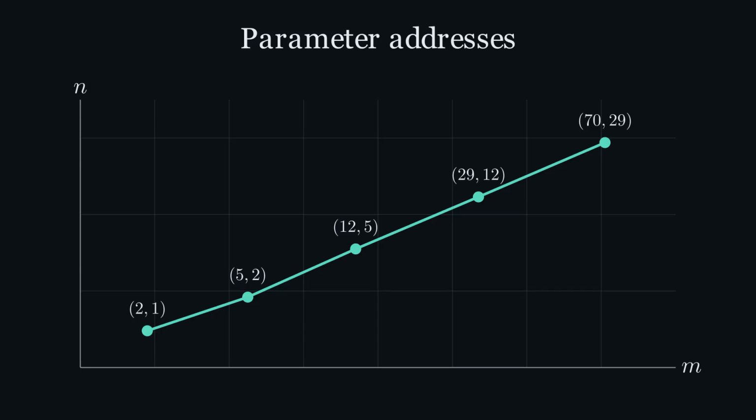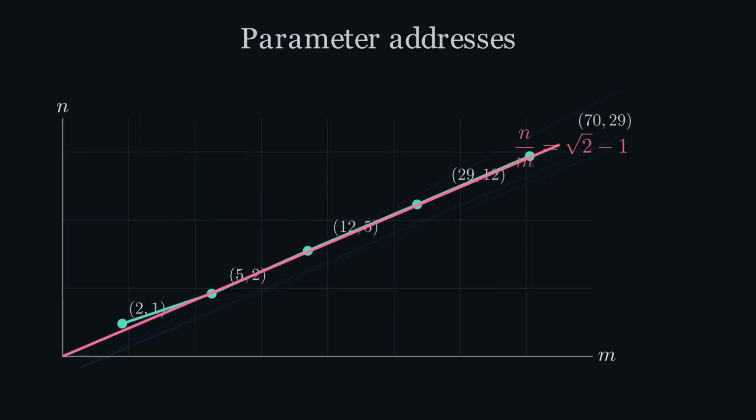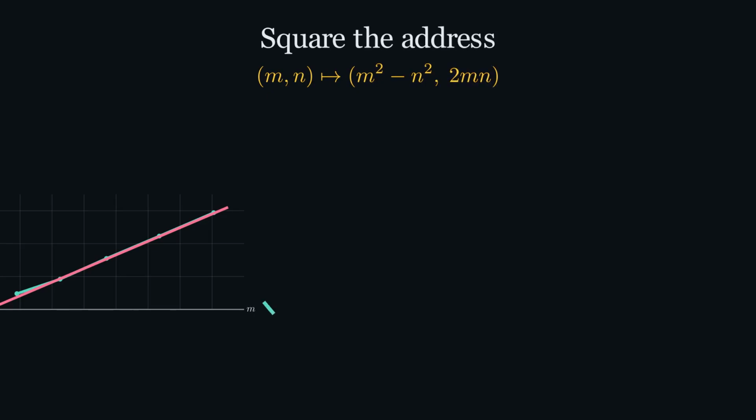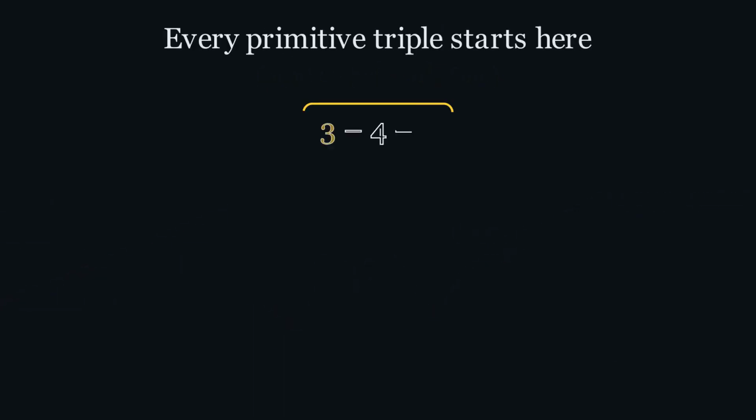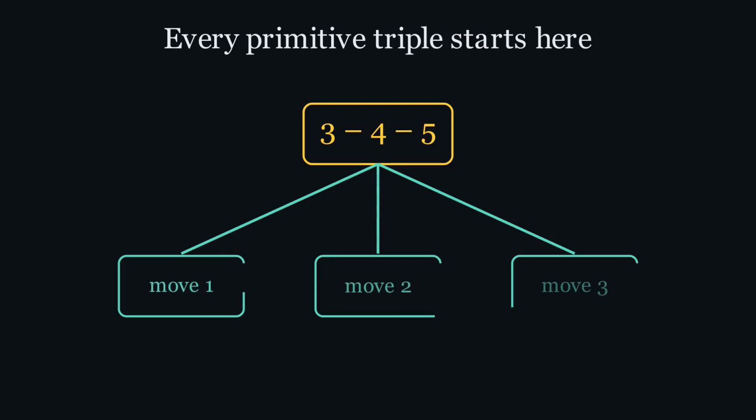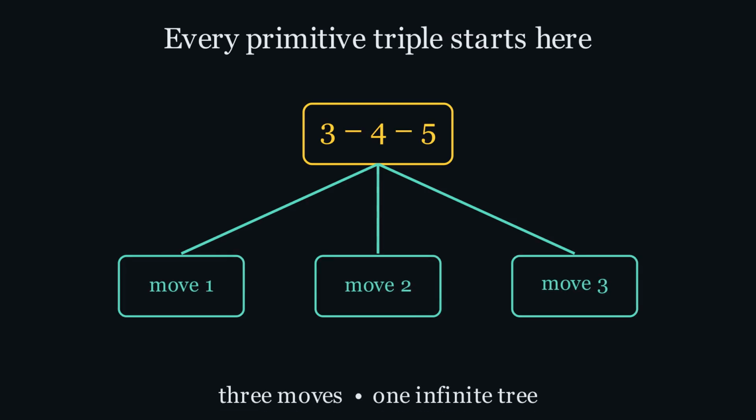Each solution breeds the next. In parameter space, the corresponding addresses are 2, 1, 5, 2, 12, 5, 29, 12, 70, 29, and so on. Notice the recycling. Each new pair uses the previous numbers, following a fixed recurrence. Their slopes close in on square root of 2 minus 1. Under complex squaring, those addresses become triangles whose two legs differ by exactly 1. On our spiral picture, they form a recognizable ladder of highlighted points marching outward toward the balanced direction. The gaps explode, but the shape converges.